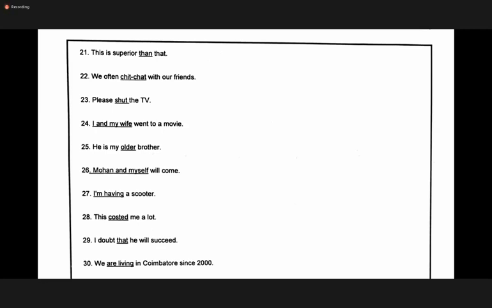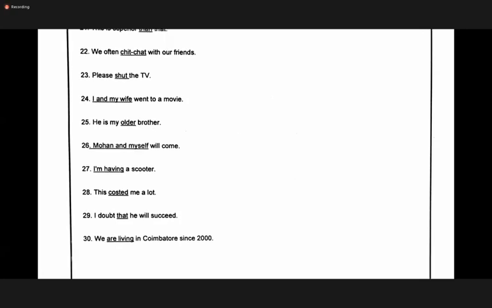Next, please shut the TV. For TV, just don't use shut down. Just turn off the TV, right? So shut is not used for TV. Generally, we use turn off.